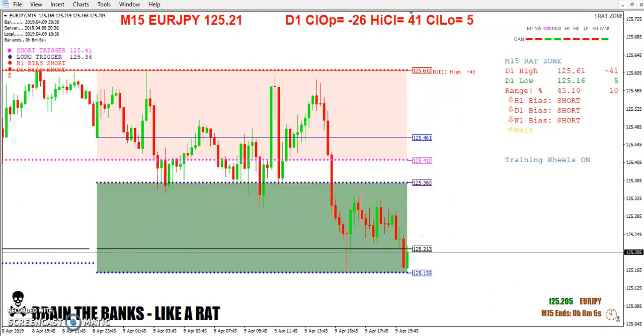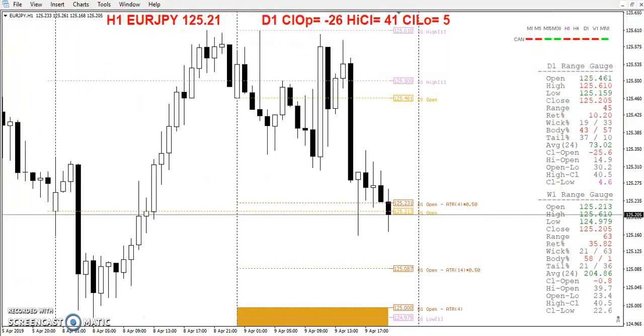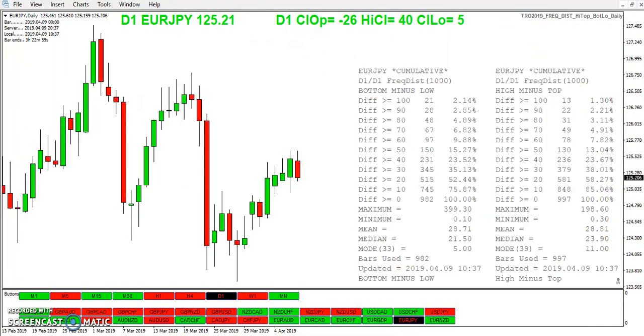Let's show that here. Blank chart. Where do we have that one? High minus top, bottom minus low. Those are the wicks. So how many times is it greater than 20 on the euro yen? We've got 52%, 58%. Now, you might say, well, why don't you do 10 pips?